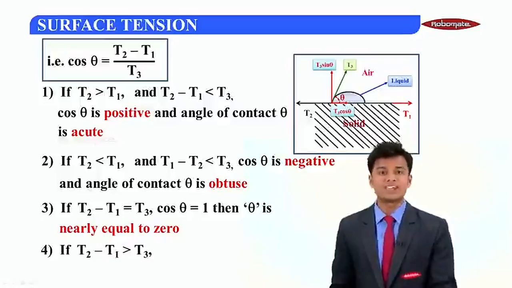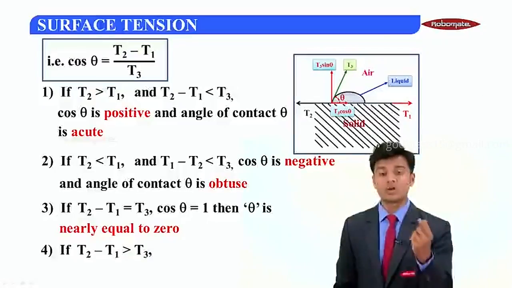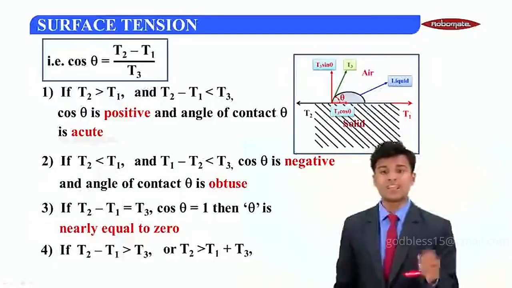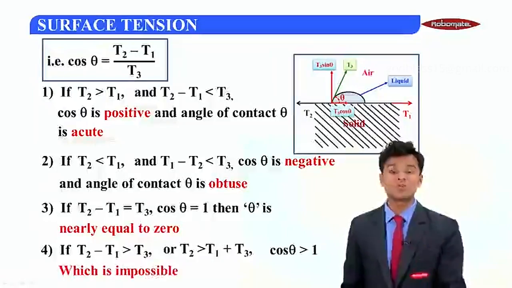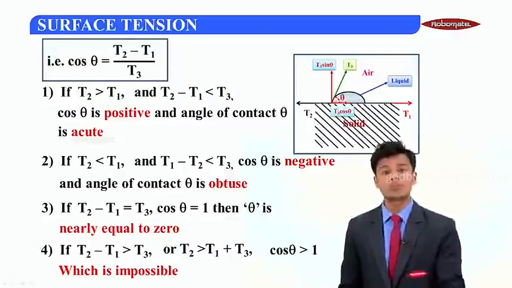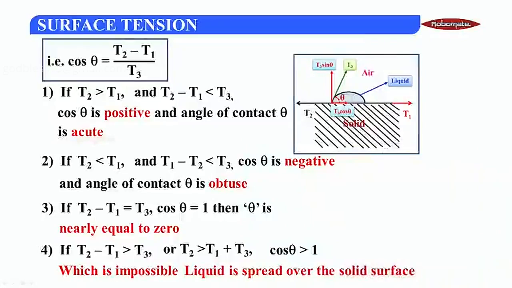And looking at the last case, I say that if T2 minus T1 is more than T3, now class, remember, if whatever value I have in the numerator is more than the denominator, that means cos theta will be more than 1, which is just not possible class. Cos theta value lies between minus 1 and 1. So a value of cos theta more than 1 is not possible. So I can say that in that case, the liquid will spread over the solid surface.